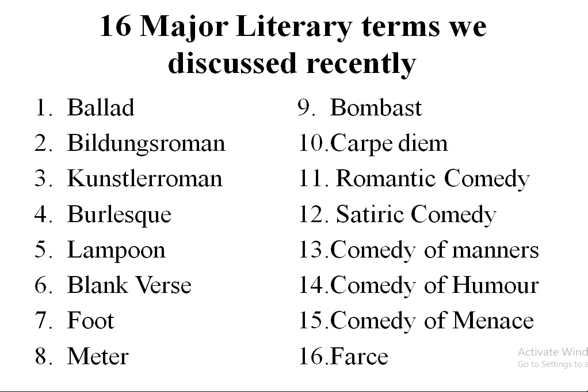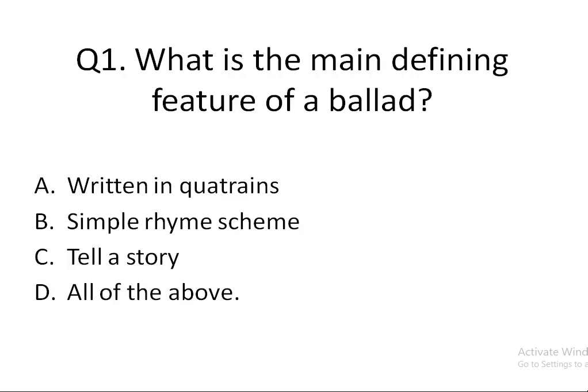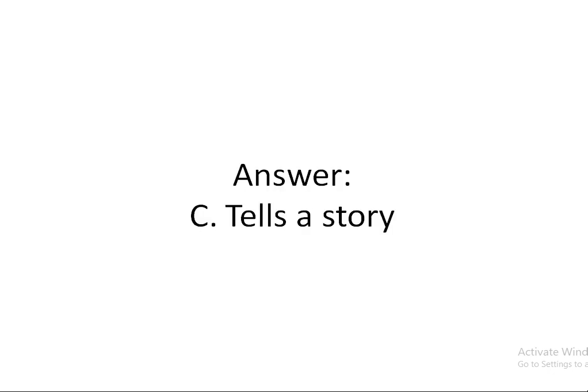Okay, so the first question: what is the main defining feature of a ballad? A, written in quatrains; B, simple rhyme scheme; C, tells a story; D, all of the above. The question is asking for the major defining feature, not all the defining features. So the answer will be C, tells a story.